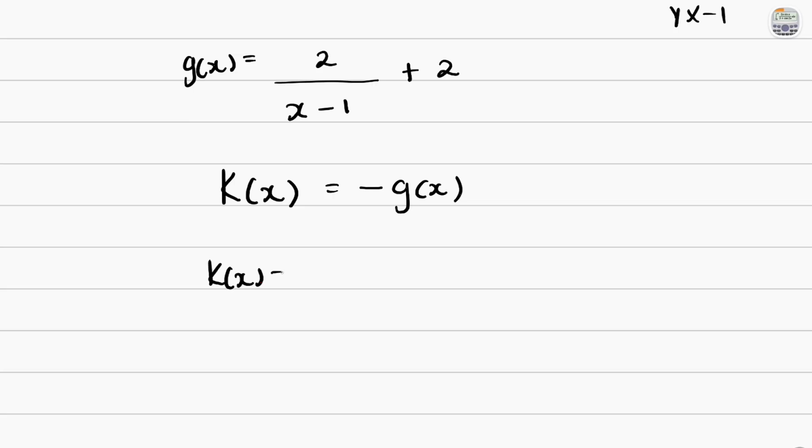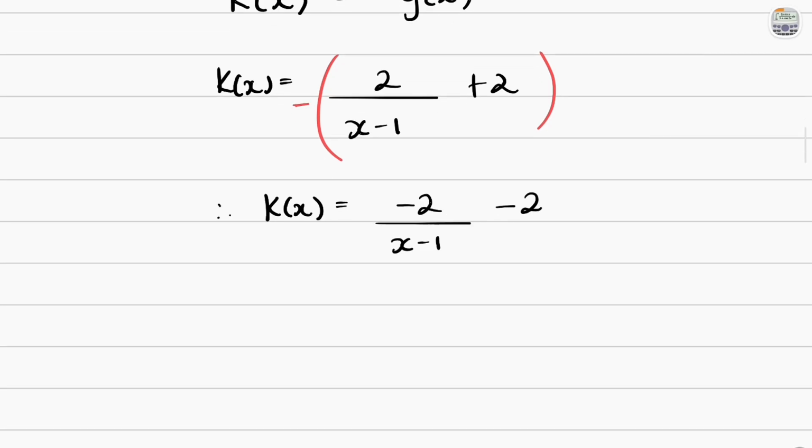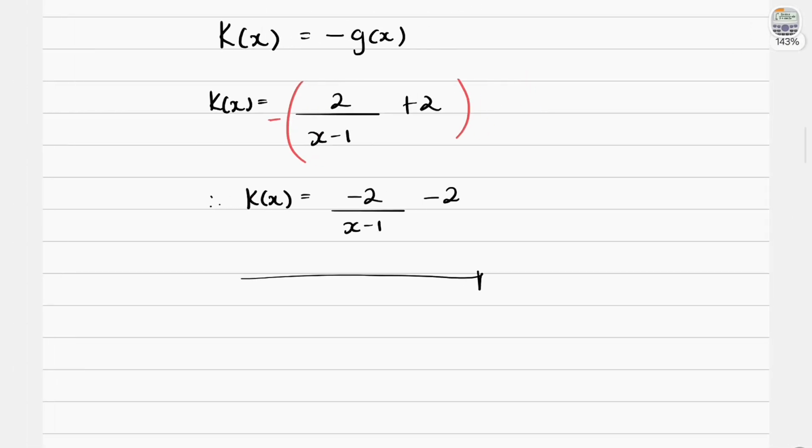So k of x is simply equal to 2 over x minus 1 plus 2, but you're going to put a negative in front of it because this represents g of x. And once you distribute, k of x is simply equal to, this multiplies in, give it to the numerator. So it's negative 2 over x minus 1 and then minus 2. And that is our equation. Okay, moving on to the next question.